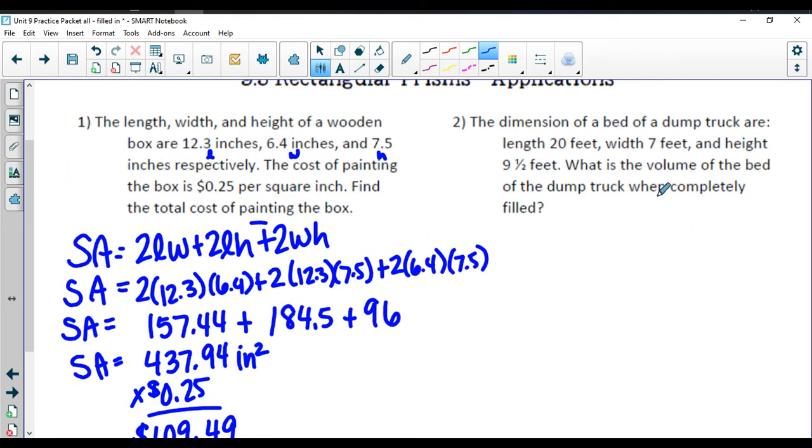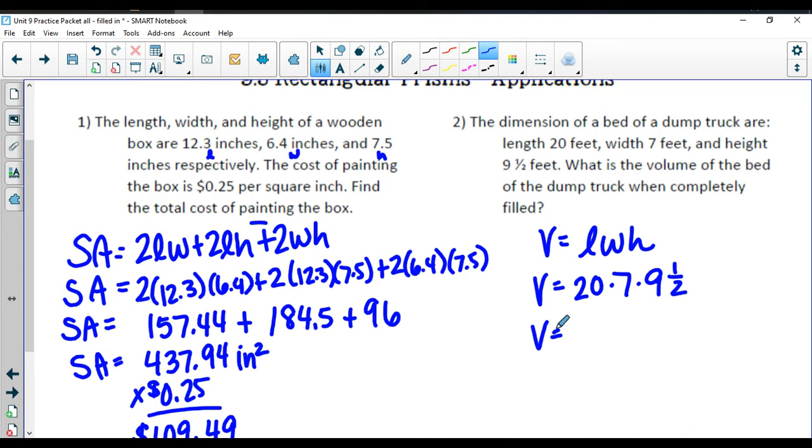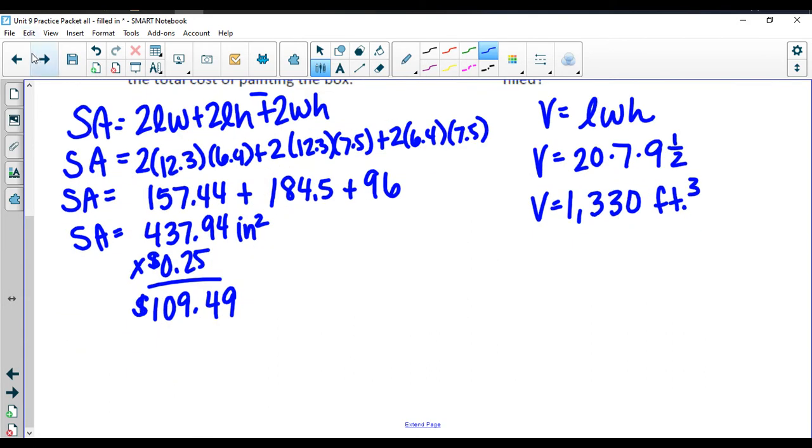For number 2, the dimensions of the bed of a dump truck are length 20 feet, width 7 feet, and height 9.5 feet. What is the volume of the bed of the dump truck when completely filled? So we're finding volume here. Length times width times height tells me the length is 20, the width is 7, and the height is 9.5. So I'm going to go ahead and multiply those together. And that gives me 1,330 cubic feet that's available for us to fill up in the dump truck.